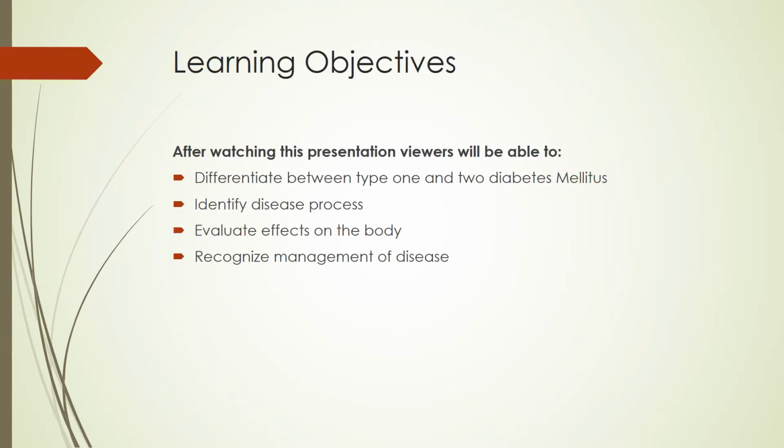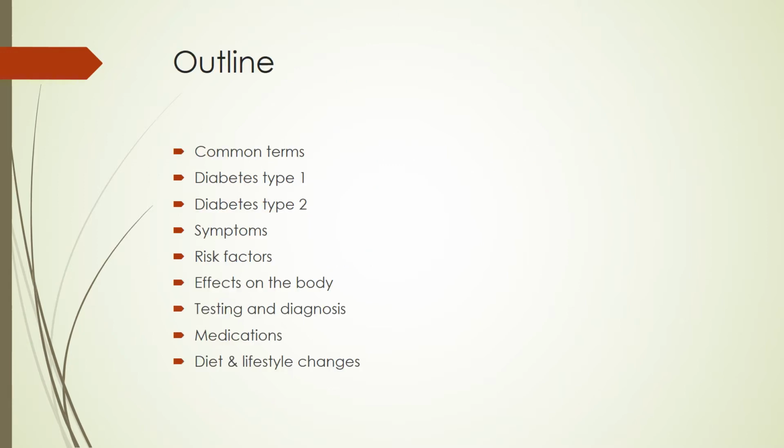After watching this presentation, viewers will be able to differentiate between type 1 and type 2 diabetes mellitus, identify disease process, evaluate effects on the body, recognize management of disease. A quick outline of this presentation includes common terms, diabetes type 1, diabetes type 2, symptoms, risk factors, effects on the body, testing and diagnosis, medications, and diet and lifestyle changes.